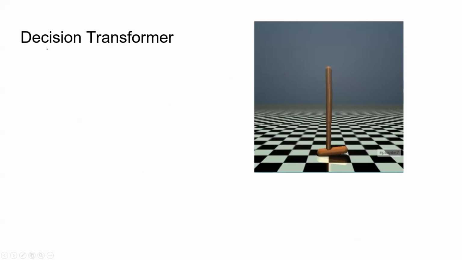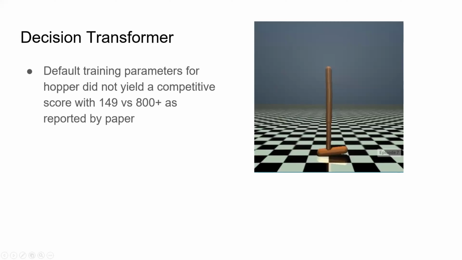And then on to the actual decision transformer piece. We have been able to start training with the baseline decision transformer. The default training parameters, however, for the OpenAI Gym Hopper environment haven't yet yielded a competitive score. So in this environment, there are like 7 joint parameters that are modeled in the observation space and a couple controls that the agent is in charge of.